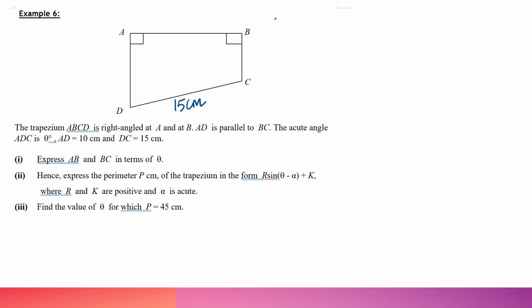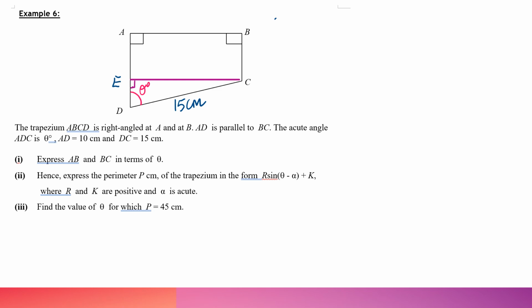Right, let's do one problem sum involving the R formula. Okay, let's look at the diagram. We are given a trapezium ABCD, right angle at A and B. AD is parallel to BC, right, and the acute angle ADC is theta degrees. All right, so we can actually separate your trapezium into a rectangle and a triangle, where I can have a right angle triangle there, and then the angle ADC given to be theta degrees.